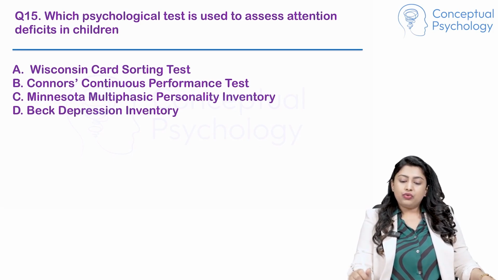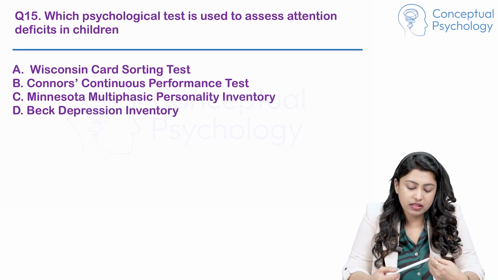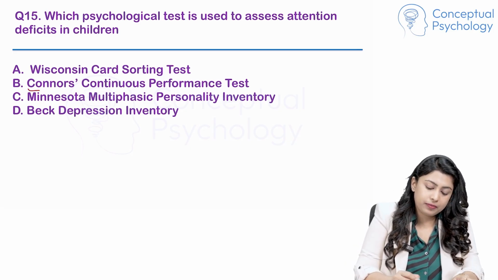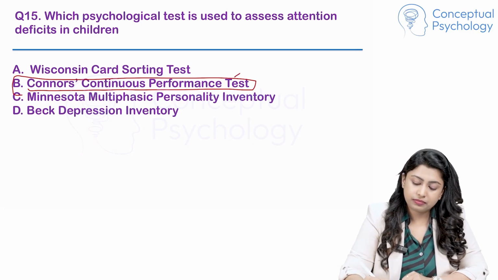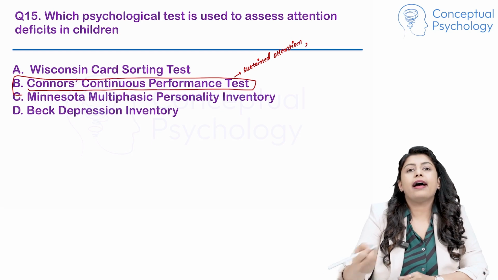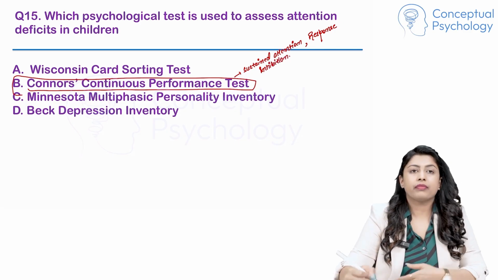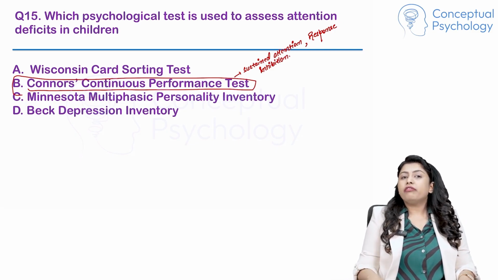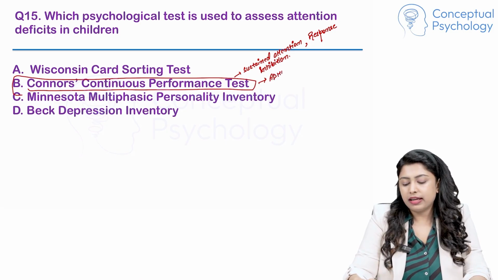Which psychological test is used to assess attention deficits in children? Wisconsin Card Sorting Test, Conners' Continuous Performance Test, Minnesota Multiphasic Personality Inventory, Beck Depression Inventory. So the correct answer is B, Conners' Continuous Performance Test. This is specifically designed to assess sustained attention and response inhibition in children and adolescents. It is commonly used in the diagnosis and monitoring of ADHD by measuring attention related performance over time. This helps aid in the diagnosis of ADHD.